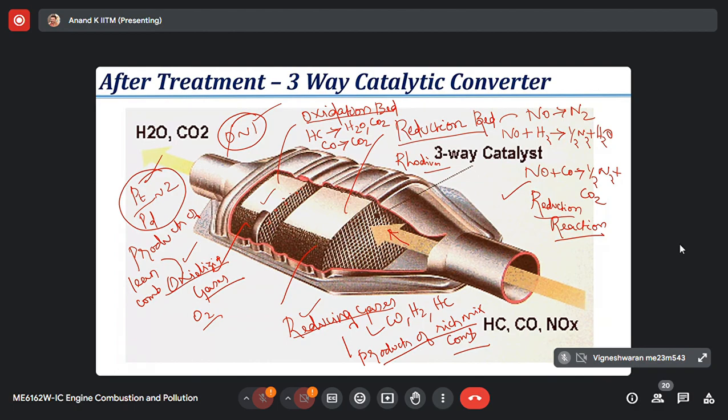In the presence of catalyst and these oxidizing gases, HC and CO will get oxidized to H2O and CO2. Now here in the reduction bed, in the presence of these catalysts and these reducing gases, the example I have given is CO and H2, whatever NO is present in the engine exhaust is converted to N2. So what will come out is H2O, CO2 and N2. So you are converting or reducing all the primary pollutants and letting out only H2O, CO2 and N2. I already said that the conversion efficiency is more than 90%.